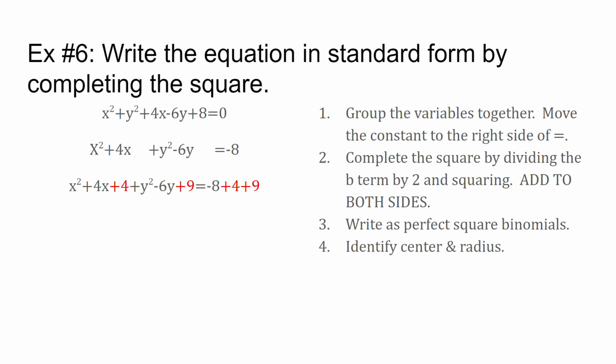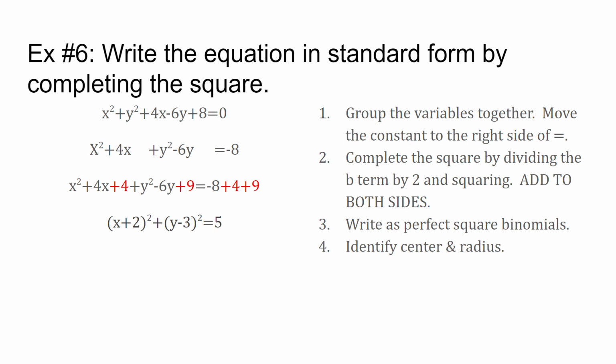Once I do that, I'm going to simplify. So if I factor the x squared plus 4x plus 4, I need a perfect square binomial. So the same thing squared gives me x squared plus 4x plus 4. So that would be (x plus 2) squared. Do the same thing with the y. So (y minus 3) squared. And then simplify the right side. So negative 8 plus 4 plus 9 gives me 5.